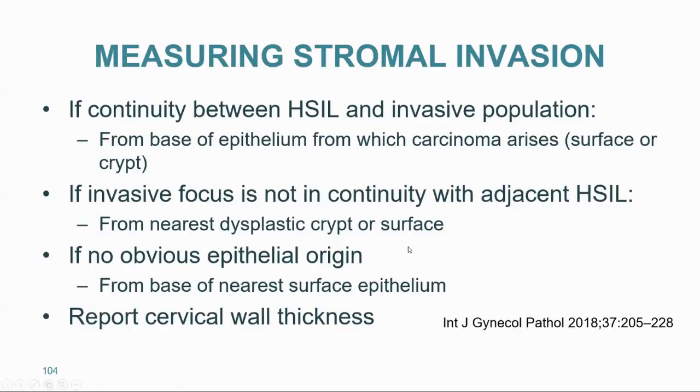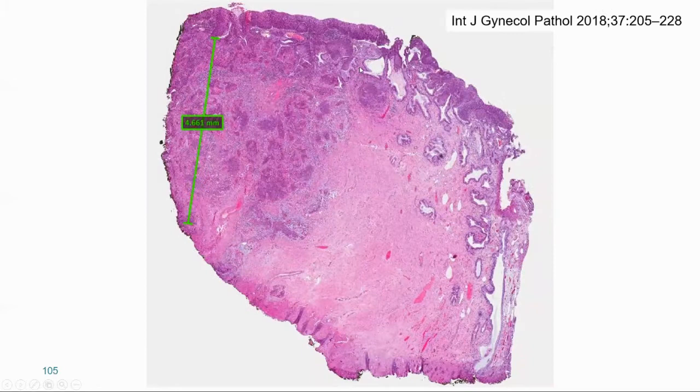When you find stromal invasion, how do we measure it? It depends on whether you're seeing an adjacent in situ lesion to the invasive population, in which case you measure from the base of the epithelium from which carcinoma arises, or from the nearest dysplastic crypt or surface involved by HSIL. If there is no obvious epithelial origin, measure from the base of the nearest surface epithelium and report the cervical wall thickness. This is an invasive process in which I decided to measure from the nearest, most superficial in situ interface here to the deepest point of invasion.